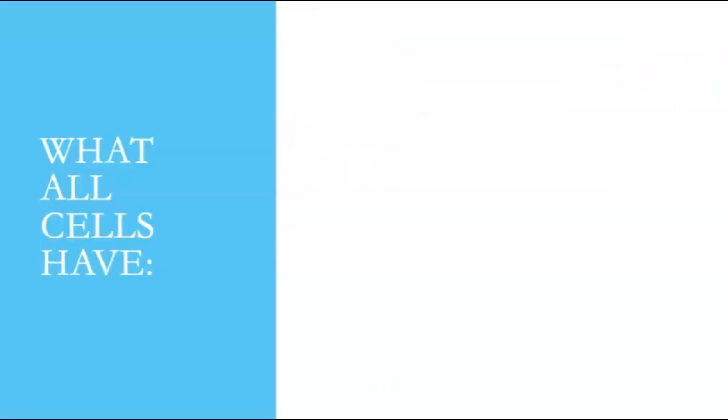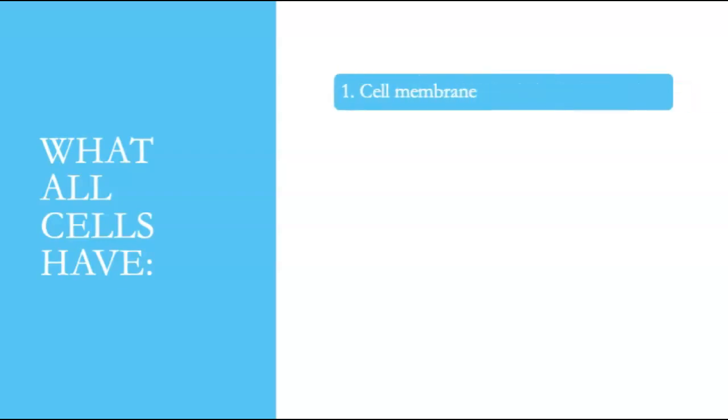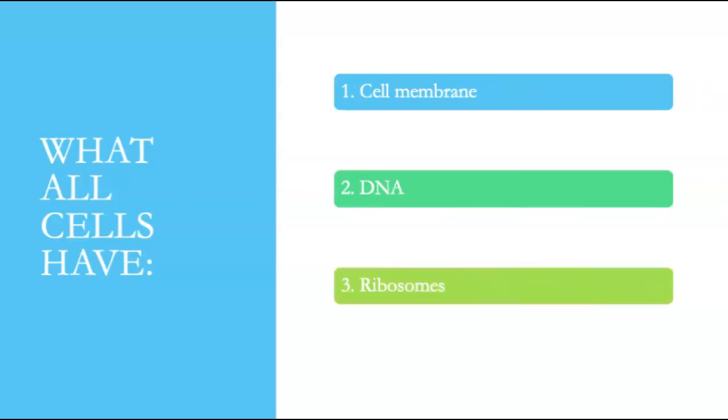And just another review here, it's important to remember what all cells have. So all cells have, around their outside, a cell membrane. They all have DNA as their genetic material. And they all have ribosomes, and now we can really put this into context for protein synthesis.